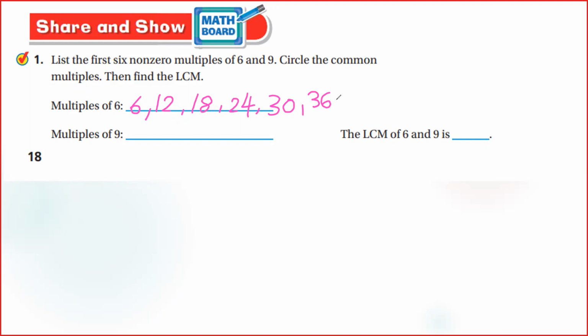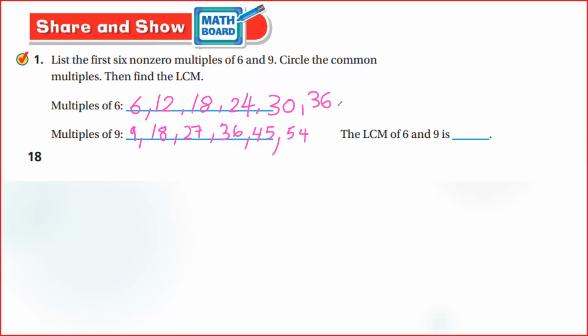Yes. Now let's go to the second one here. Multiples of 9. 9 times 1, 9. 9 times 2, 18. 9 times 3, 27. 9 times 4, 36. 9 times 5, 45. And 9 times 6, 54.